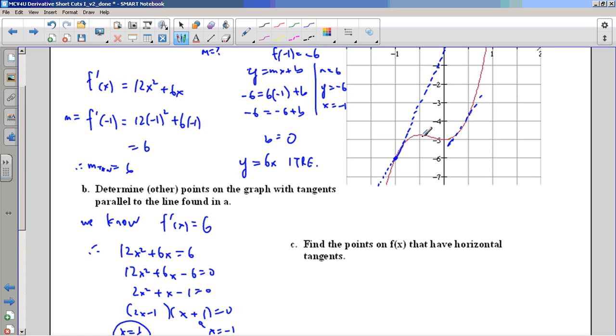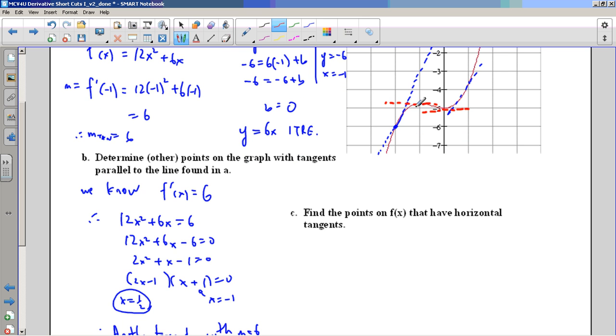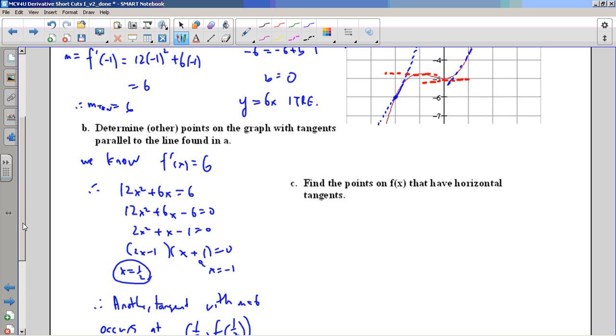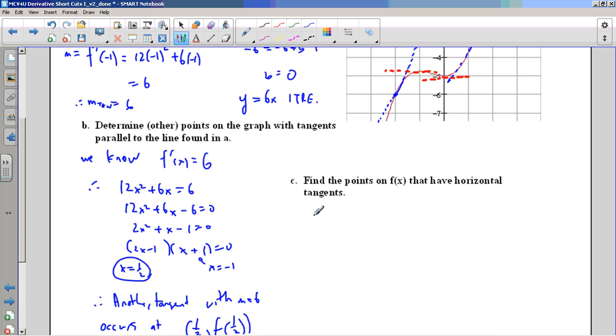There's going to be 2, right? Horizontal tangents would be, let's see, right there and right there. But I should get 2, right? There's a maximum there and a minimum there. And by the way, remember when in functions we said we're going to learn this in calculus? Well, this is what we're learning. We're learning this in calculus. Find the points on f at x that have a horizontal tangent.